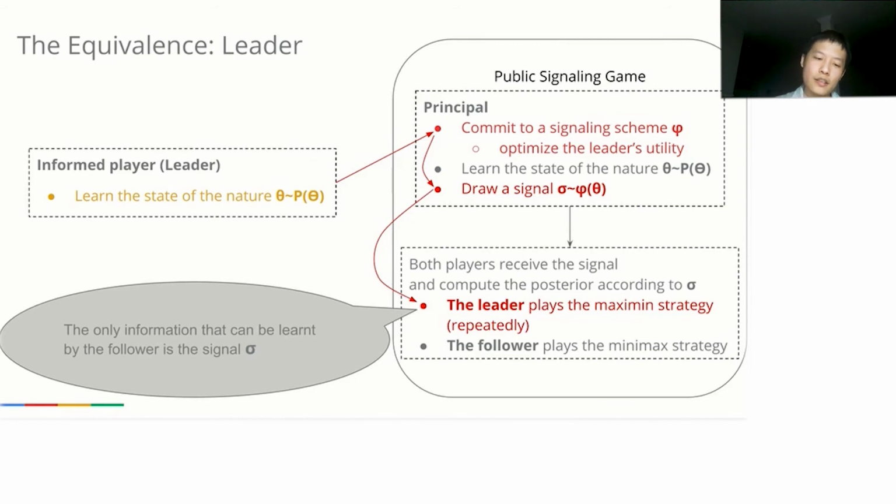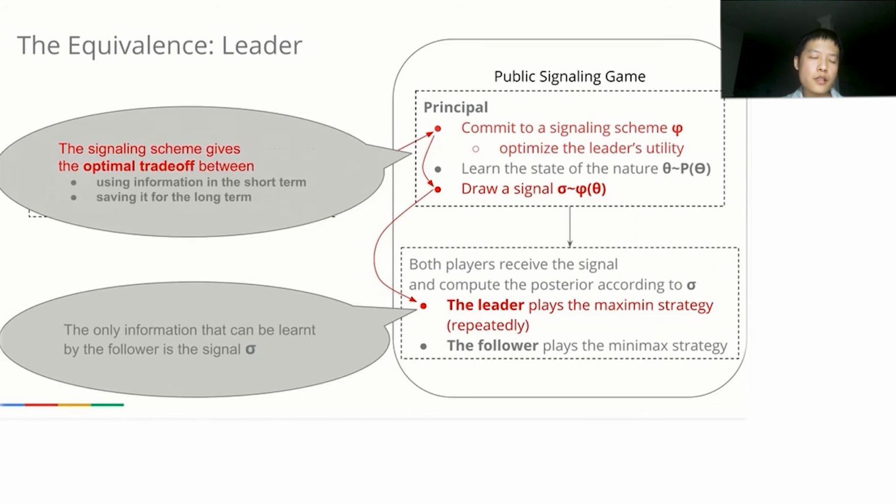As a result, since the only information that can be learned by the follower is the signal, the best response from the follower is to play his best response for the game induced by this signal. In this way, the leader can guarantee himself an average utility per round that is at least his utility in the public signaling game. So intuitively, the signaling scheme gives the optimal trade-off between using information in the short term and saving it for the long term. So basically, the information that is used in the short term is entirely captured by the signal, sigma.